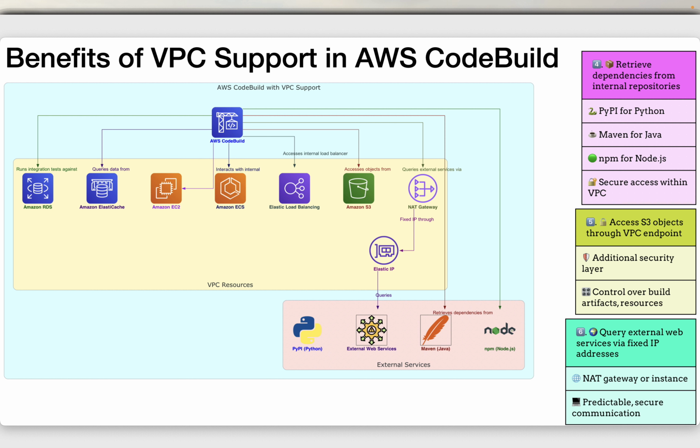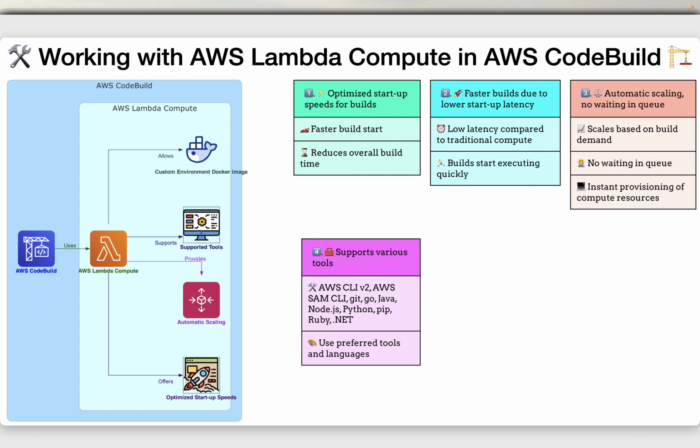AWS Lambda automatically scales based on the build demand. This scalability ensures that your builds are not waiting in a queue to run, as Lambda can instantly provision the necessary compute resources. AWS Lambda compute in CodeBuild supports a wide range of popular tools and languages, including AWS CLI v2, AWS SAM CLI, Git, Go, Java, Node.js, Python, Pip, Ruby, and .NET. This allows you to use your preferred tools and languages in your build process.